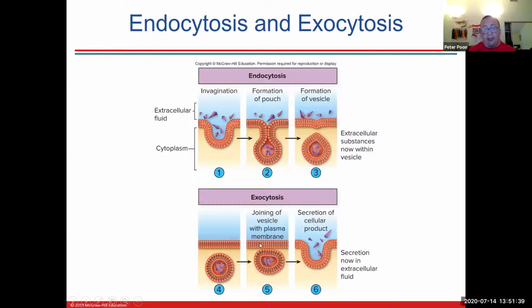Exocytosis is the direct opposite. So I make things from the rough ER. From the rough ER, it goes to the Golgi apparatus. From the Golgi apparatus, it fuses into the plasma membrane.